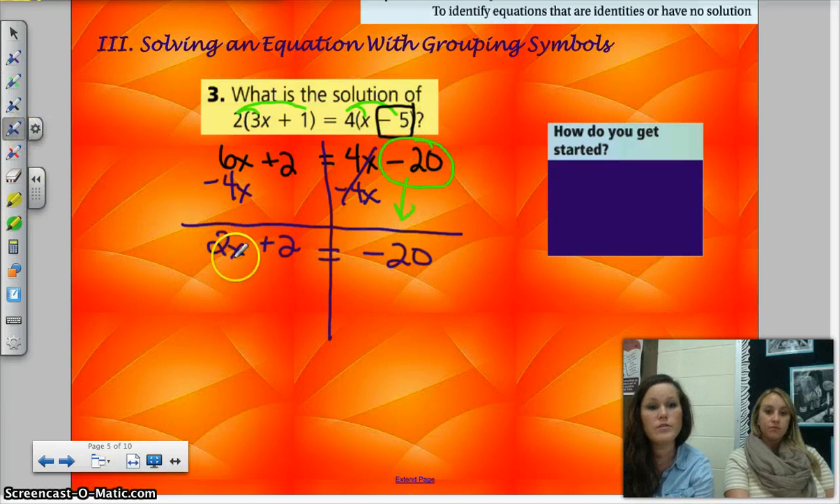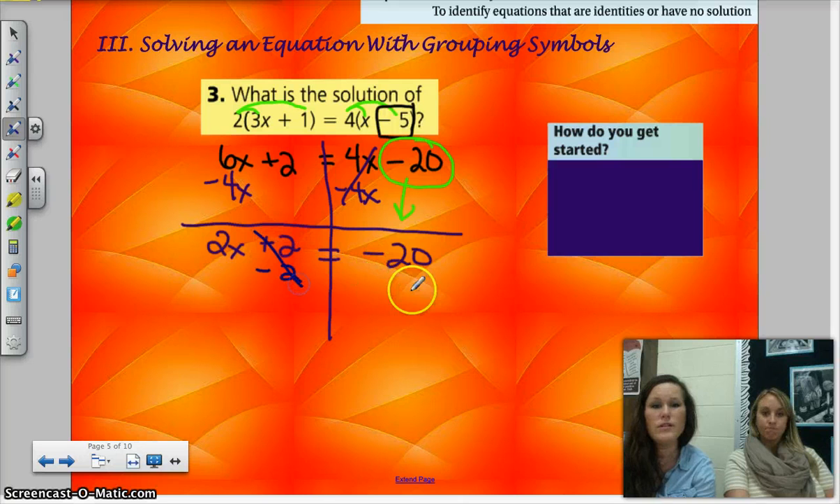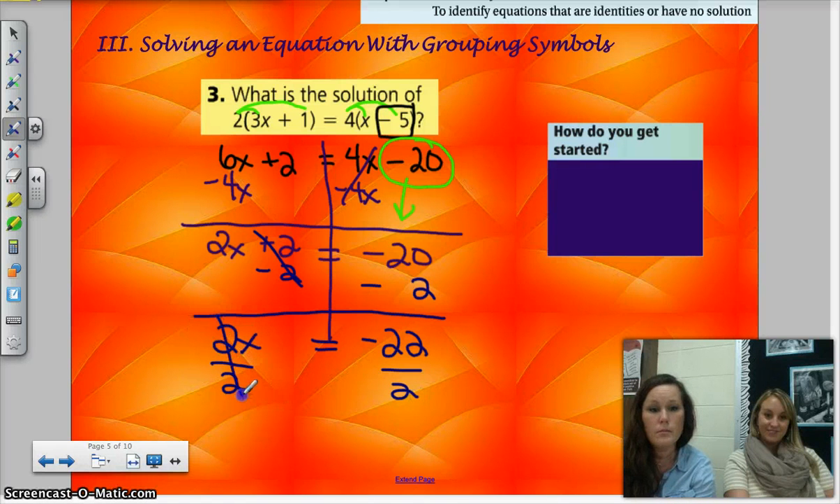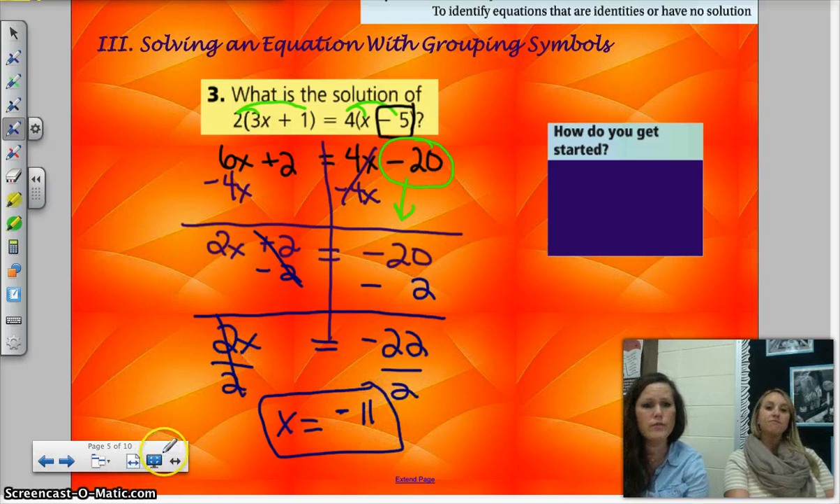So now we're going to do minus 2. Oh, it's not a different color. Minus 2. And we're going to have 2x equals negative 22. Negative 22, not negative 18. Okay. Divide by 2. Divide by 2. Boom. X equals negative 11. Box it in. You can go back and check if you want.